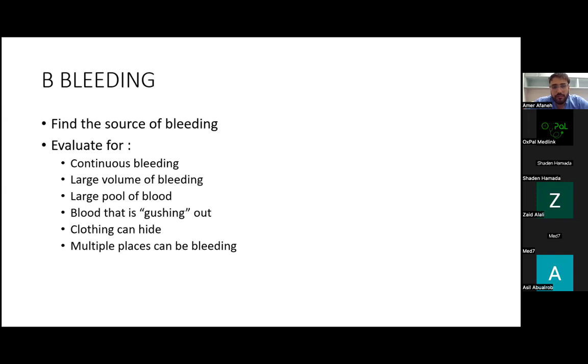When we talk about bleeding for B, you want to find the source of bleeding. This is important to teach people, because for them, a little blood may seem like a lot, and how do you teach someone who is not in the medical field what life-threatening bleeding is? So you have to describe it in ways that they can understand. Bleeding that's continuous, bleeding that's large volume, like gushing out. If there's a large pool of blood. It's important to teach them that clothing can hide sources of continuous bleeding. And then it's important to teach them that multiple places can be bleeding, especially in a polytraumatically injured patient.